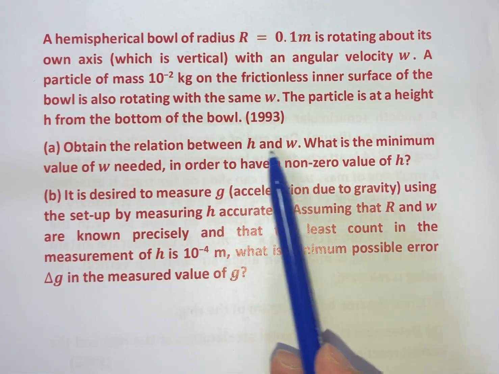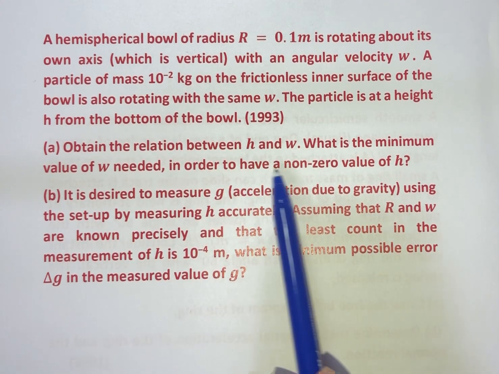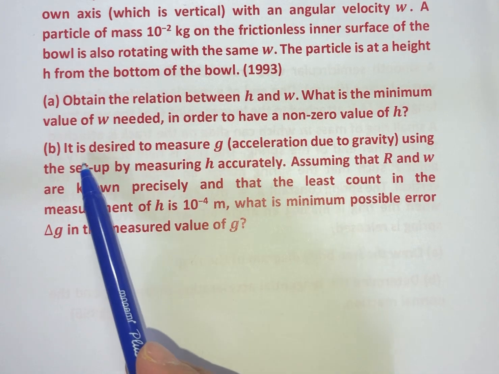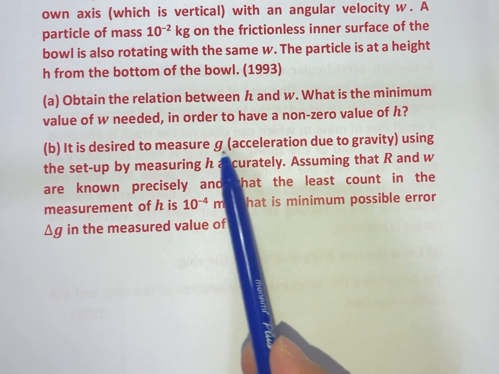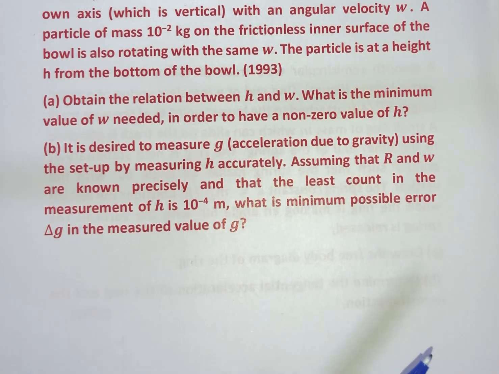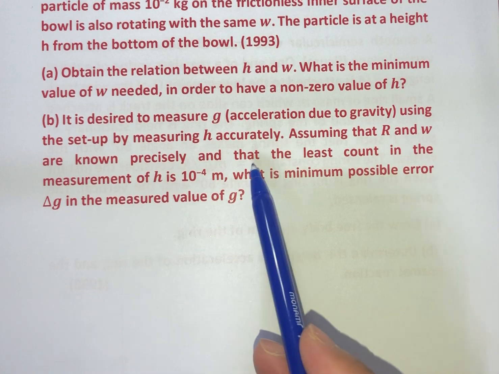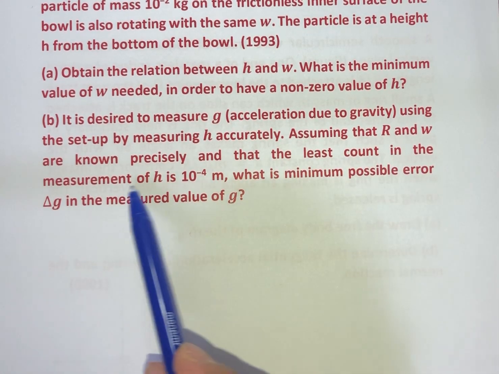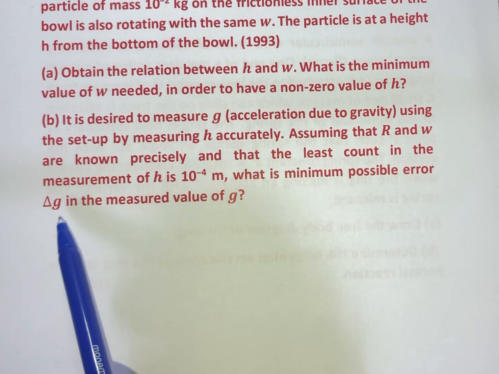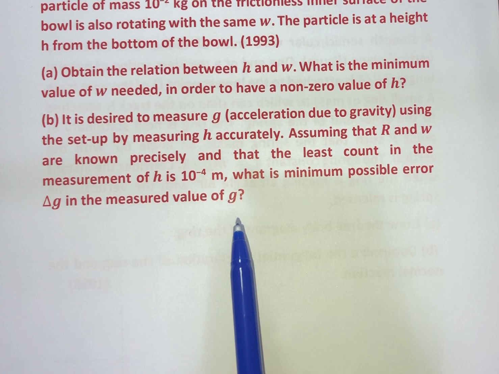Obtain the relationship between h and omega. What is the minimum value of omega needed in order to have a non-zero value of h? In part B, it is desired to measure g, that is acceleration of gravity, using the setup by measuring h accurately. Assuming that R and omega are known precisely and that the least count of measurement of h is 10 to the power minus 4 meter, what is the minimum possible error delta g in the measured value of g?